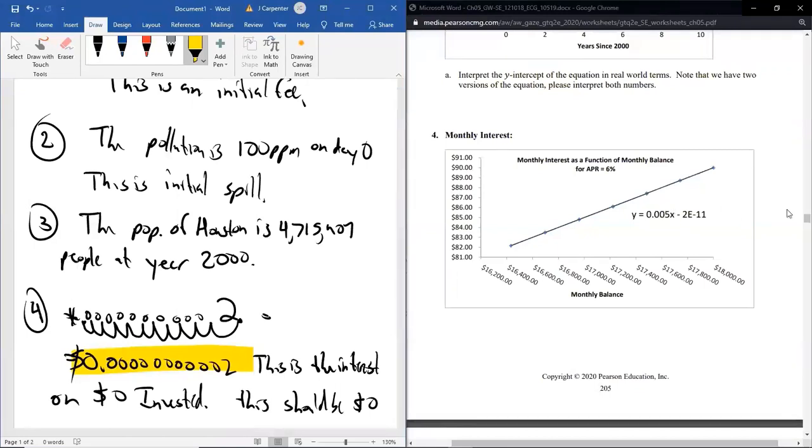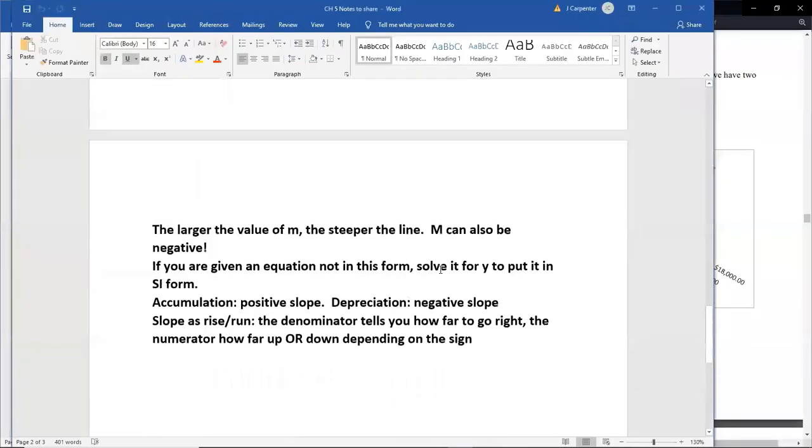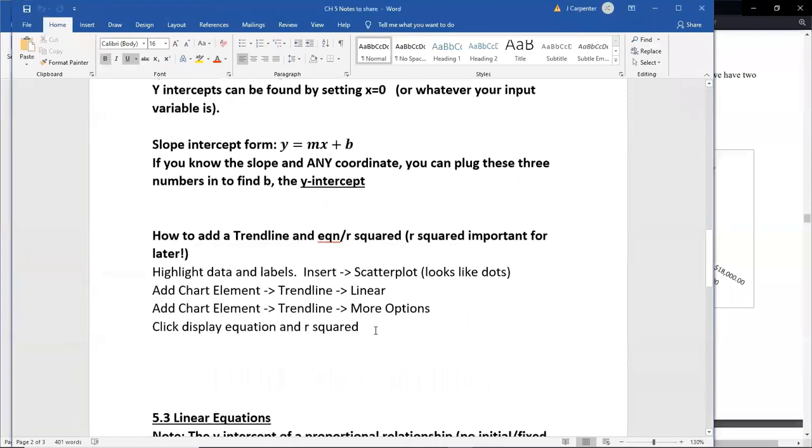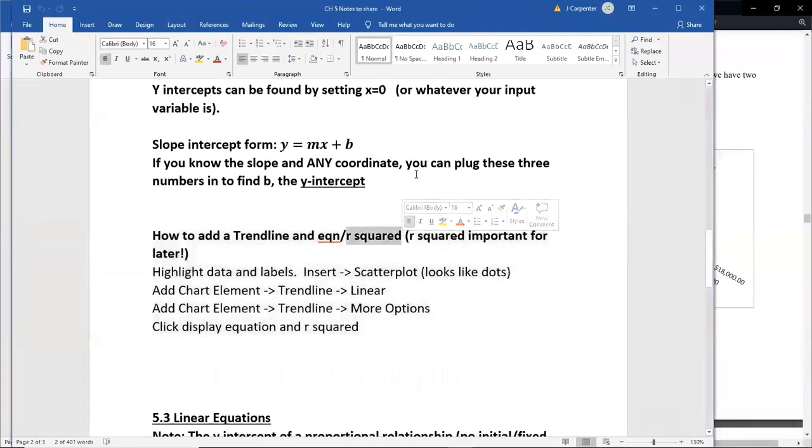But how do we get these equations? Because that's going to be extremely helpful to know, maybe for homework, maybe for just working with things in class. And here we go. How to add a trend line and the equation and R squared. R squared is going to come later. I'm not going to talk about what it means yet. But this R squared value, we're going to talk about in chapter 8, which is not that far off.